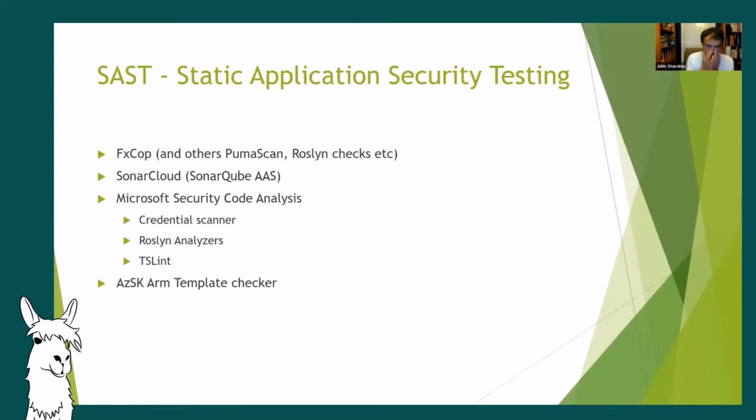There's a number of tools that could help you here. One I like to use is FxCop. It's straightforward to use, and it's very easy to set up. But there are others like PMD-Scan and Roslyn checks as well. SonarCloud can also check your code, which I describe as SonarQube as a service. And then the Microsoft Security Code Analysis has a number of tools which you can plug into your build pipeline, which are Credential Scanner, Roslyn Analyzers, and TSLint. And then finally, to check your platform, there's the Azure Security Kit ARM template checker.